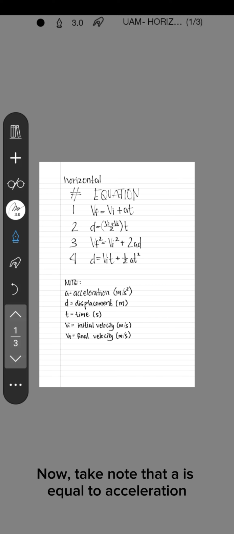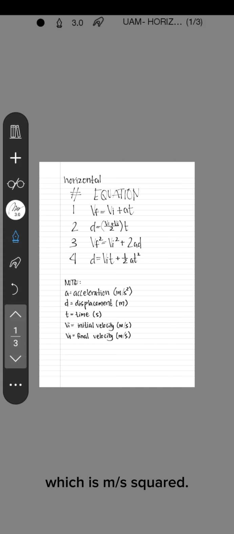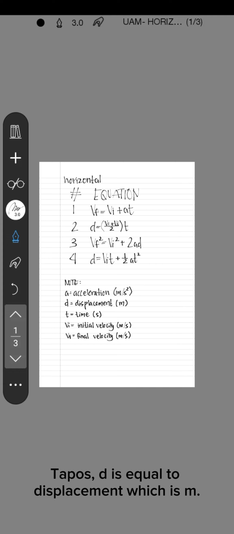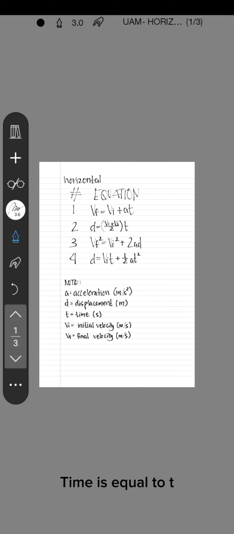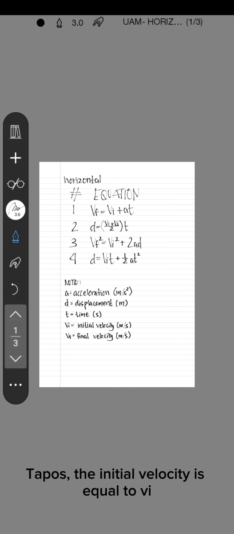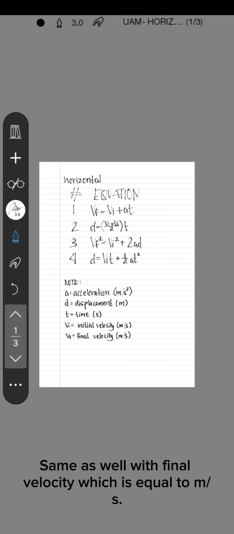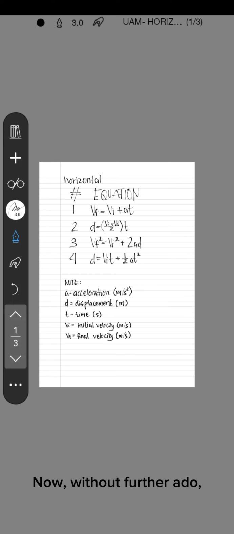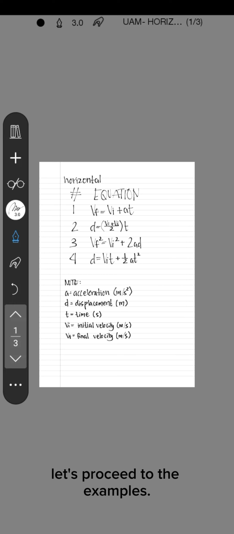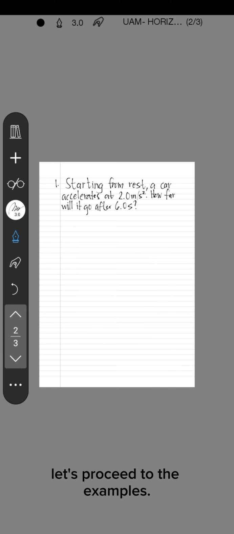Now take note that a is equal to acceleration, which is m/s squared, tapos d is equal to displacement, which is m, time is equal to t, which is s. Tapos the initial velocity is equal to vi, which is m/s. Same as well with final velocity, which is equal to m/s. Now, without further ado, let's proceed to the example.